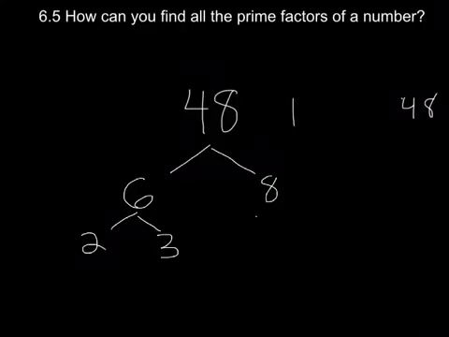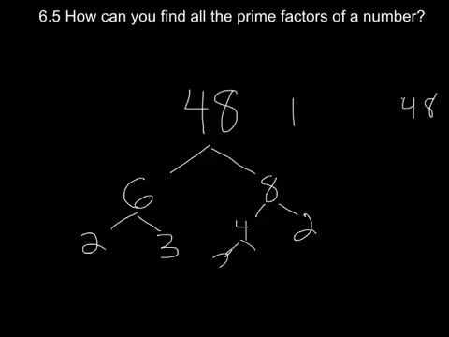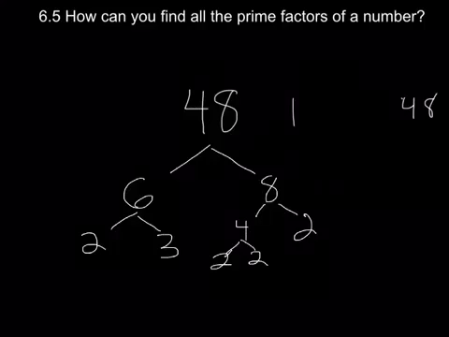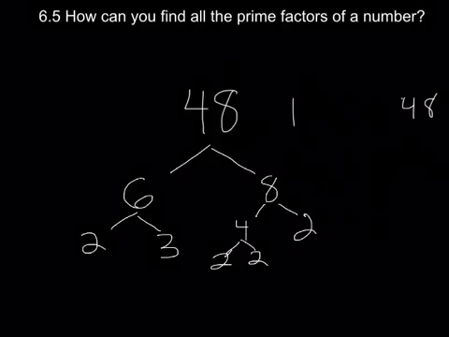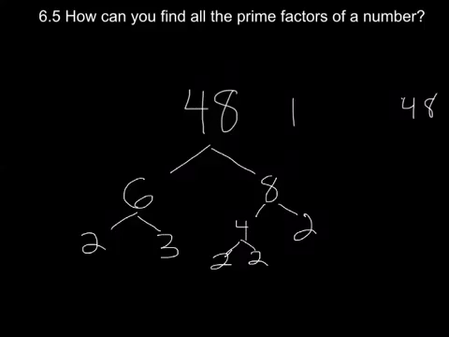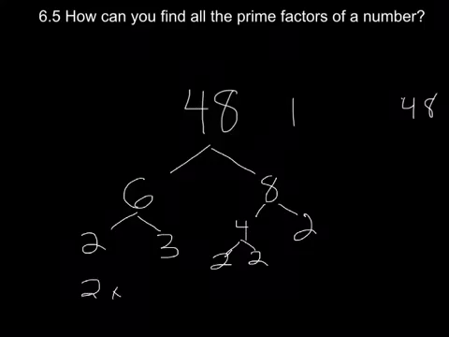Okay, let's do 8. I'm going to do 4 times 2. 2 is a prime number, so it's broken down, but 4 is not. I can break down 4 into 2 times 2. Okay, so now I'm left with only prime numbers. I can't break down 2, 3, 2, 2, and 2 anymore because they are prime numbers. So the prime factorization of 48 would look like this. 2 times 3 times 2 times 2 times 2.